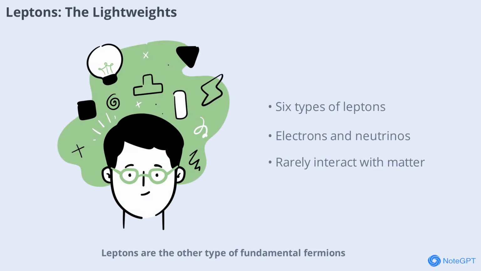Leptons are the other type of fundamental fermions. The most familiar lepton is the electron, which orbits the nucleus of an atom. But there are 6 leptons in total: electron, muon, tau, and their corresponding neutrinos. Leptons don't experience the strong force, which makes them quite different from quarks. Neutrinos in particular are incredibly light and rarely interact with other matter, making them some of the most mysterious particles in the universe.